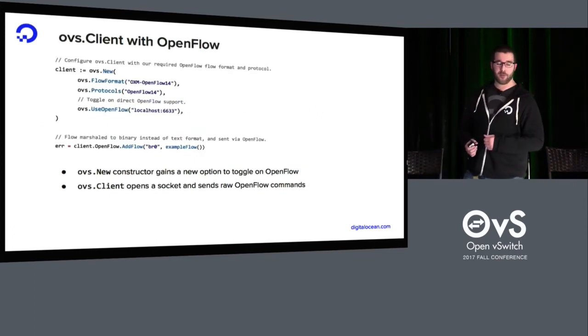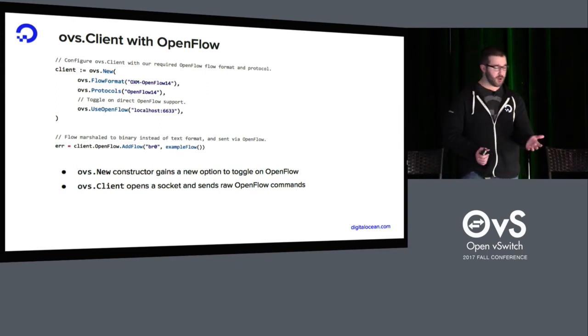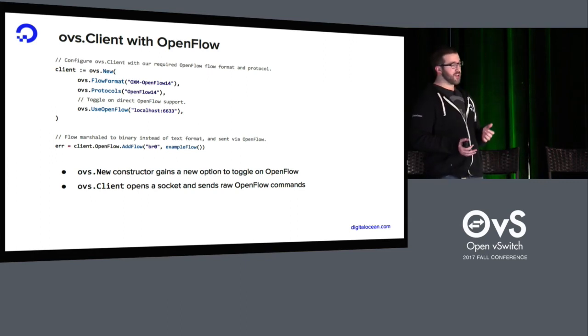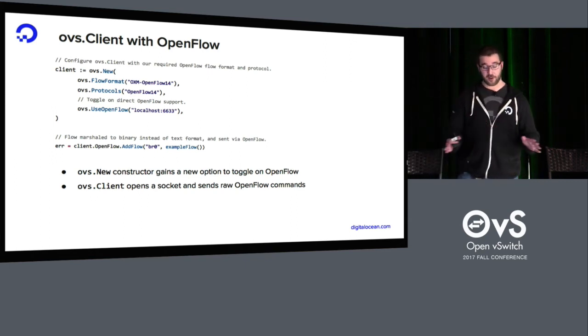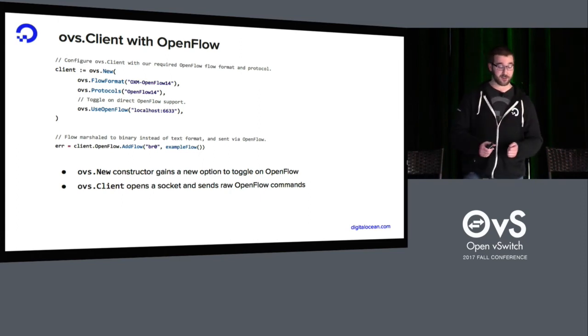So if we wanted to add OpenFlow support to our client in this case, let's say we just add a new option. So we have this Use OpenFlow option that toggles on direct OpenFlow support. The high-level interface remains exactly the same. We still have our structures, but we would just marshal the flow to the binary format instead of the text format.